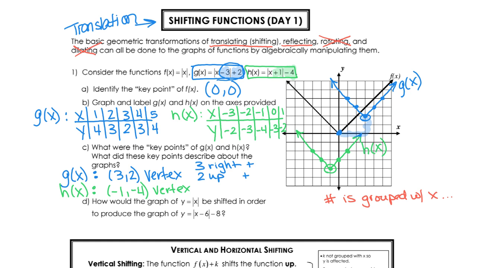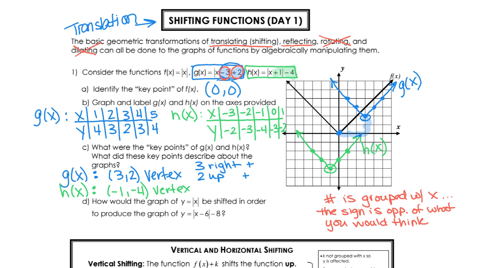Okay, so the sign is opposite of what you would think. All right, so if I said 3 units right, I'm thinking +3. However, you're going to see that it's grouped with x, and so it's going to be a -3. Okay, and then the 2 up is going to be on the outside there, but it's not grouped with x, and so it's the same as what you think.